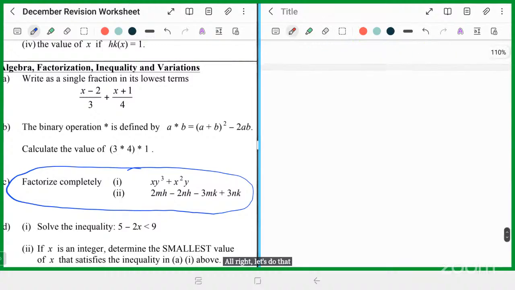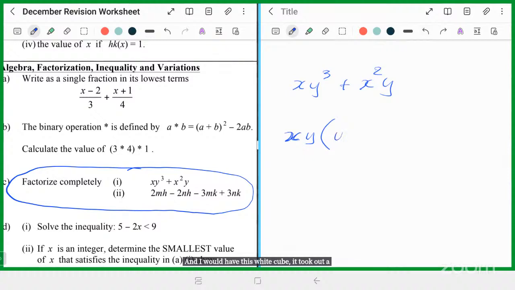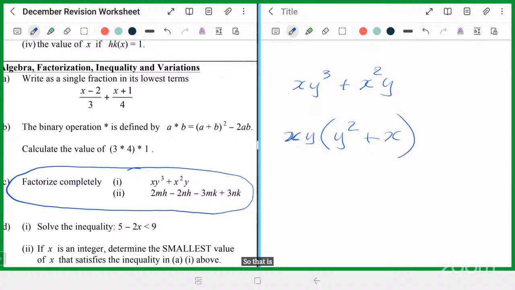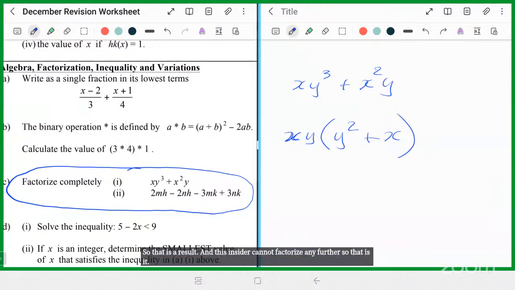All right, let's do the next question now, part C. So part C first, it gives us xy cubed plus x squared y to factorize. So we go for the highest common factor. If you look at the x values, the highest common factor is x. If you look at the y values, the highest common factor is y. So the highest common factor overall is xy. You're dividing xy out of each of these. Out of this, the x is gone out already. And out of this y cubed, you take out a y, you're left with y squared in the bracket. And out of the x squared, you take out the x, you're going to have x left. And the y is already factored out here. So that is the result. And this inside, you cannot factorize any further. So that is it.